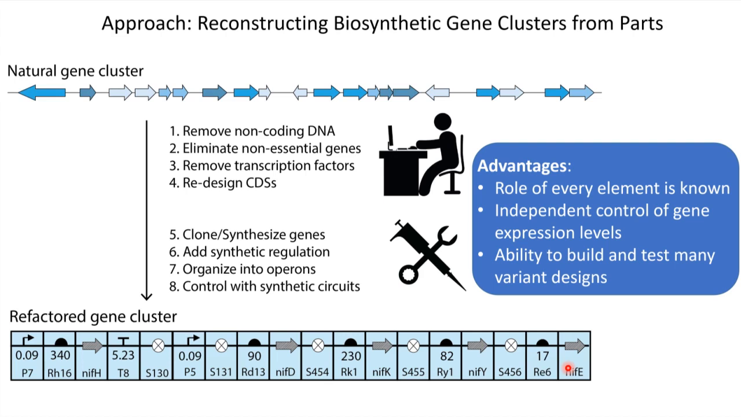So the steps to genetic refactoring are laid out on the slide. We begin in silico by doing things like removing all of the native regulatory elements, all of the promoters, ribosome binding sites, transcription factors, etc. In extreme cases, we'll even redesign all of the coding DNA sequences to remove regulatory elements that we don't even know exist. Things like secondary structure in the transcript or embedded promoters within a CDS, just to start with as clean of a slate as possible.